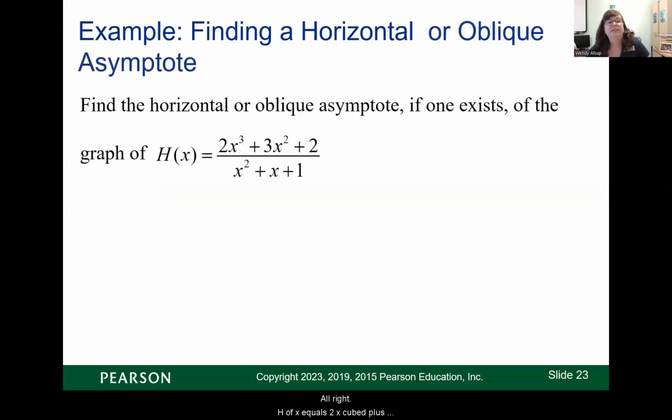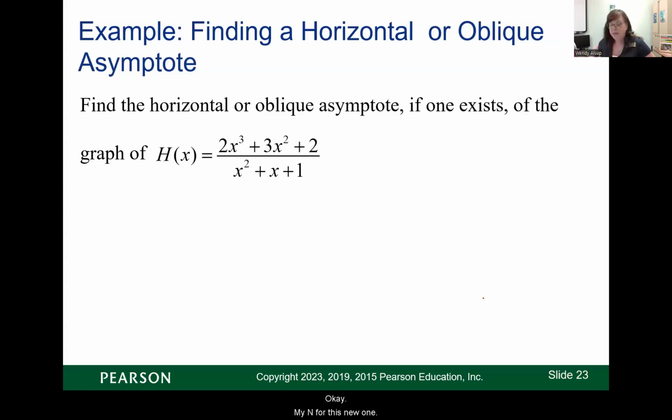All right, h of x equals 2x cubed plus 3x squared plus 2 over x squared plus x plus 1. My n is 3 and my m is 2. So my n is 1 more than my m. All right, let's go back over here to our horizontal cheat sheet.